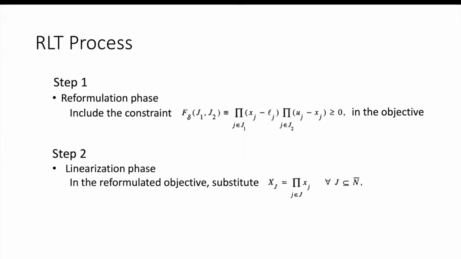In the RLT process, there are two steps. The first step is the reformulation phase, where we include the constraints shown in the original polynomial programming problem. The second step is the linearization phase, where in the reformulated objective function, we substitute the equation, where the indices capital J are assumed to be sequenced in non-descending order, and where capital Xj is equivalent to small xj for all j belonging to capital N, and X phi is equivalent to 1. This produces the required RLT linear programming relaxation.